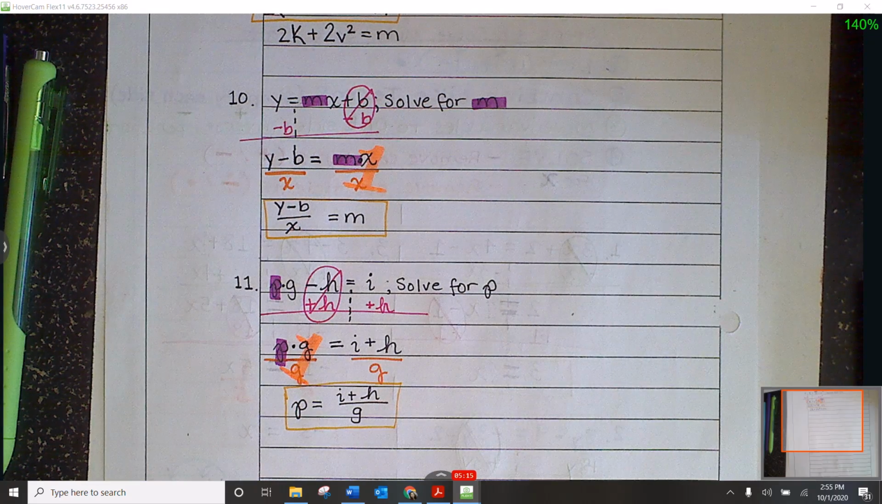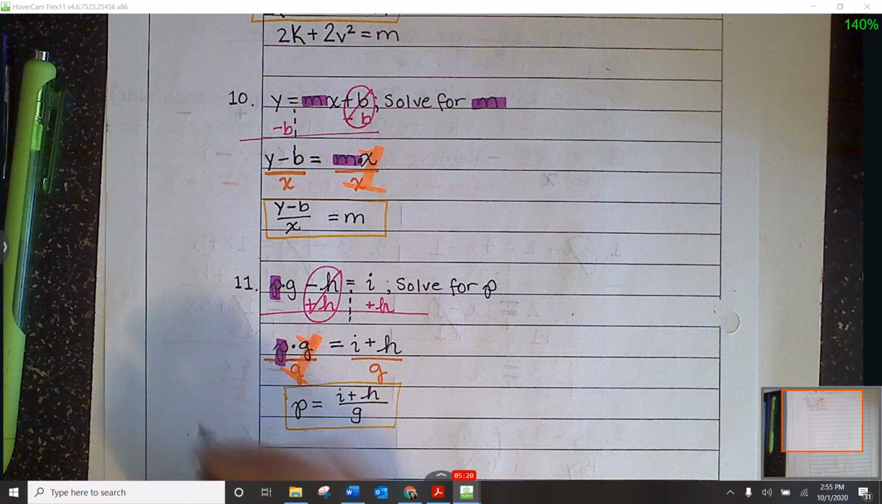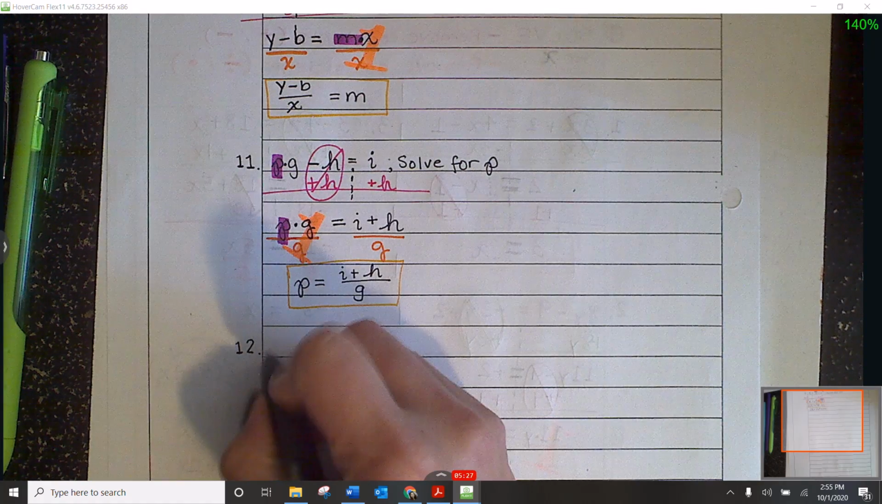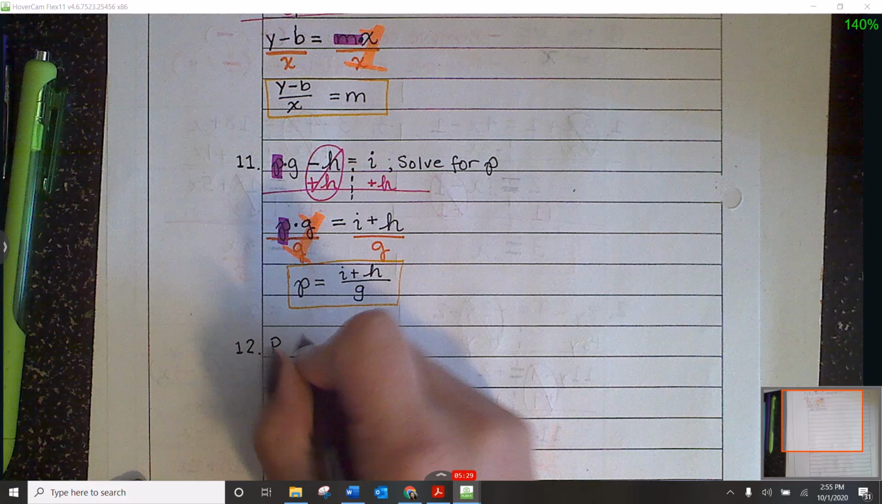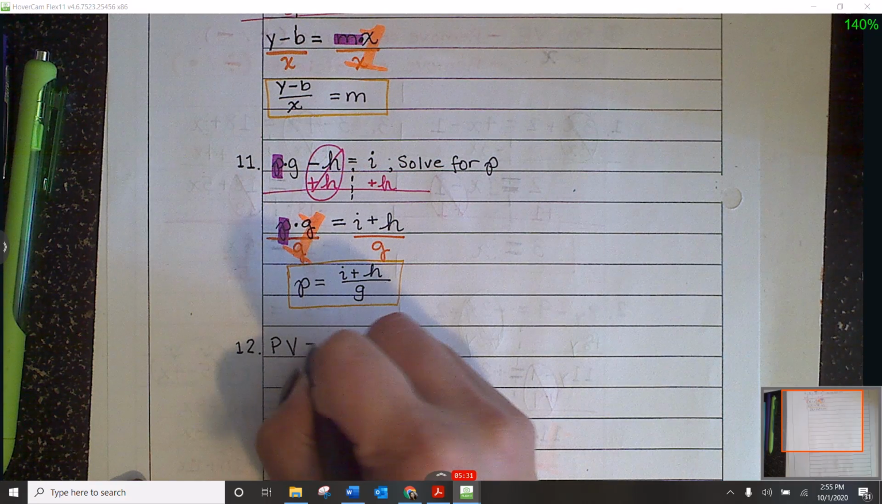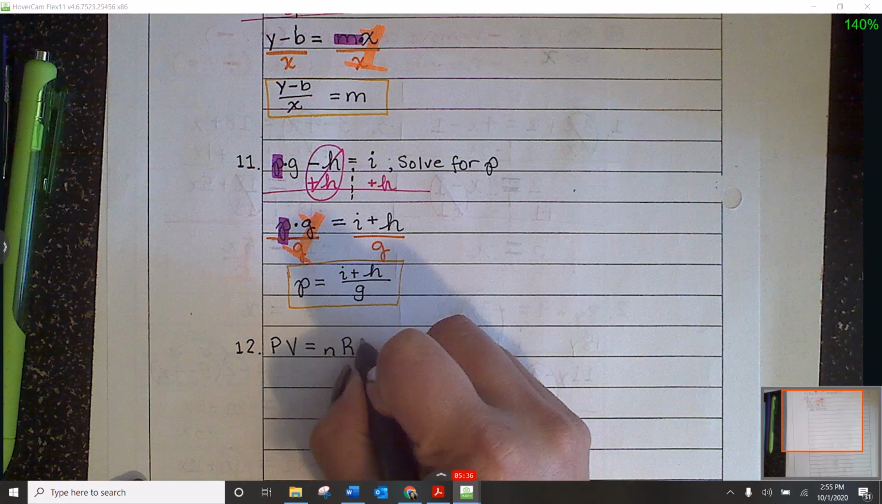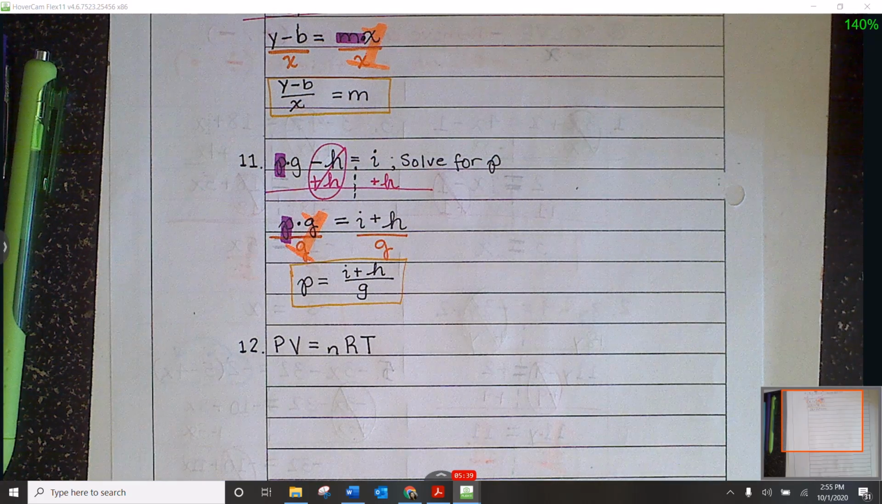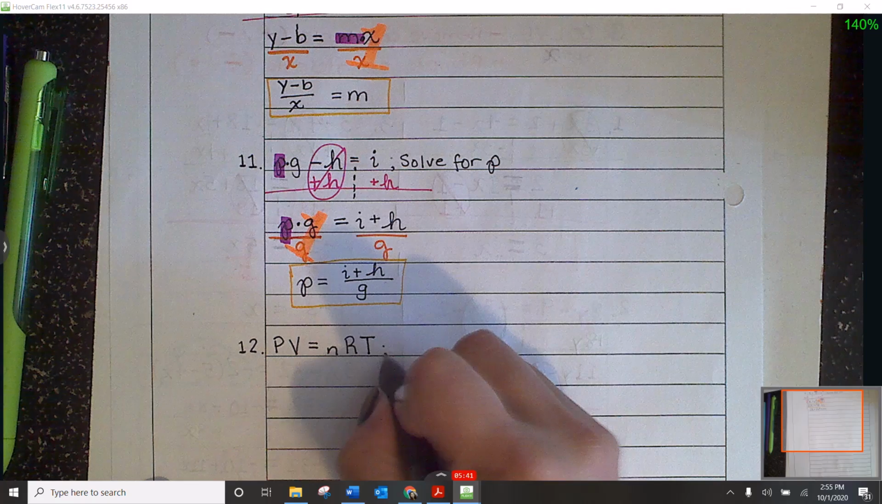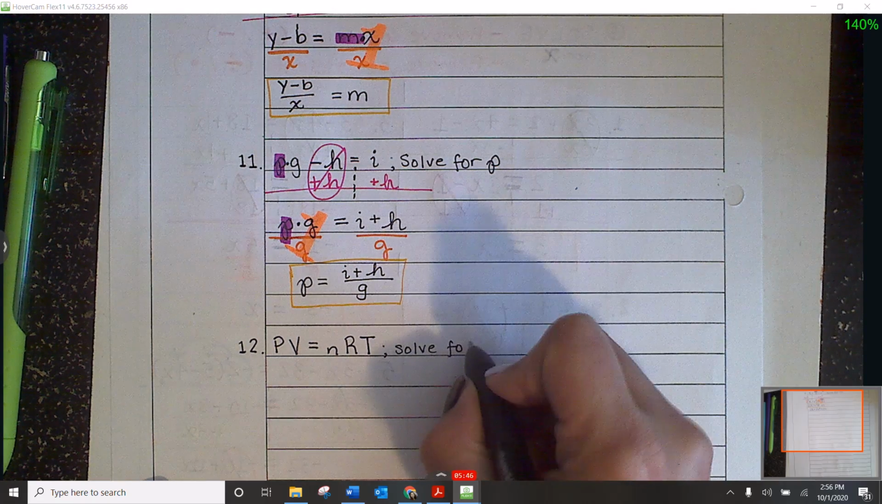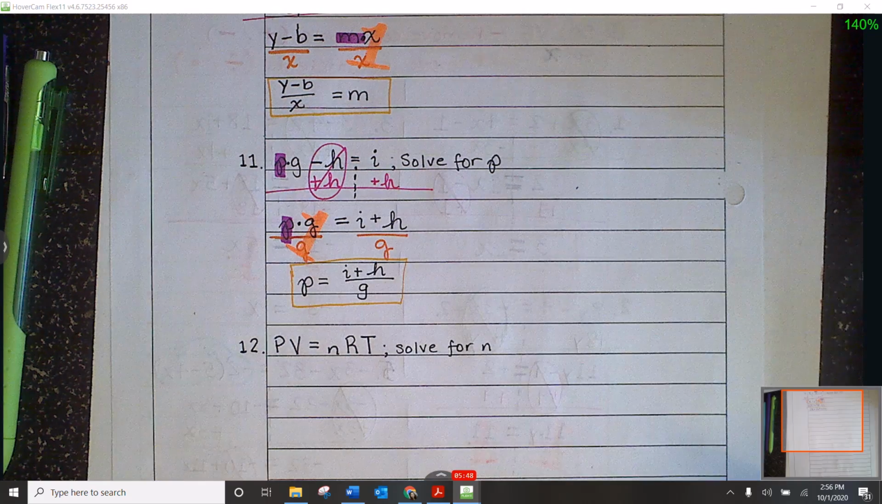Let's get a couple more examples in here. Let's do example number 12. Let's see if it makes a little bit more sense. Now, again, remember that it does matter which are capitalized. I have a capital P, a capital V is equal to a lowercase n, the capital R, capital T. Now, it is asking me to solve for n.